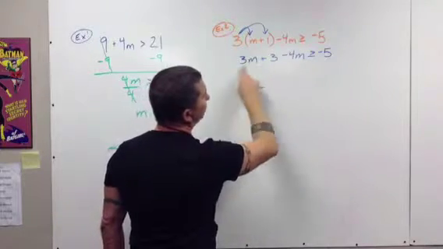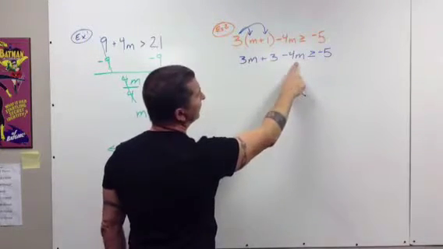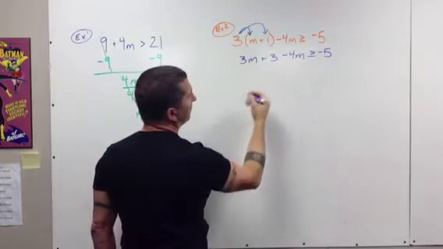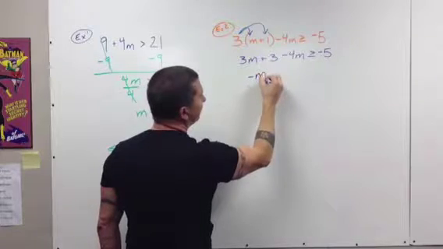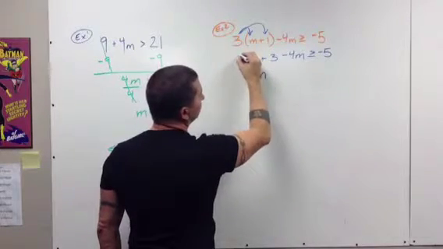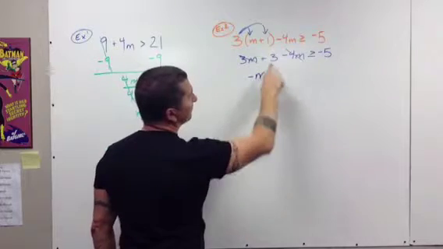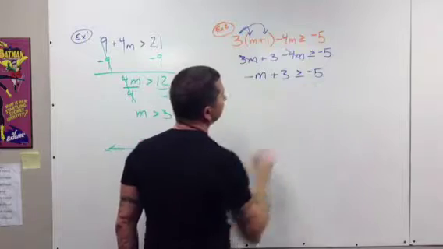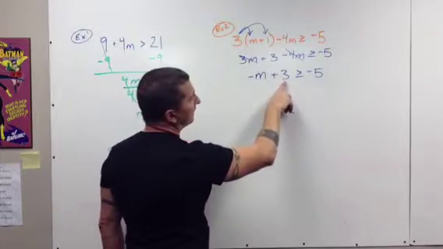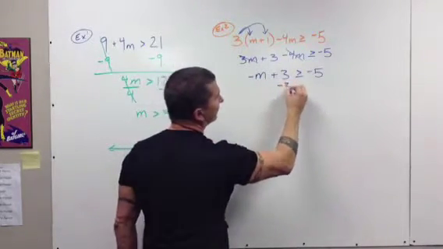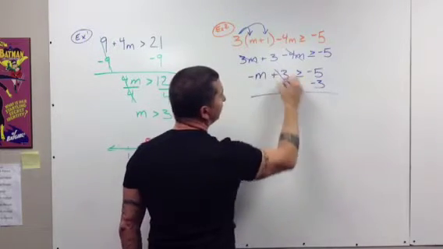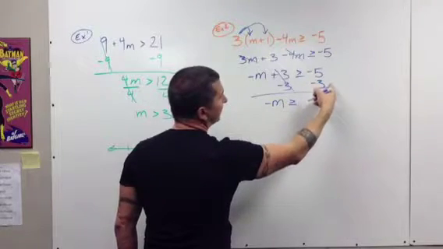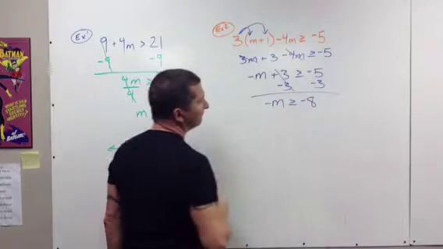Now we need to combine our like terms, which we have 3m and negative 4m. When we combine those, we'll be left with negative 1m. So we'll just write negative m. And that kind of crosses those out. Then we still have plus 3. Now in order to isolate this variable, we need to subtract 3 from both sides of the inequality. We have negative m is greater than or equal to negative 5 minus 3, which is negative 8.